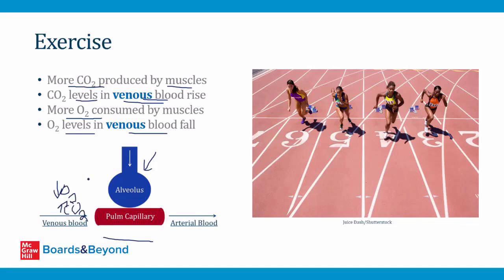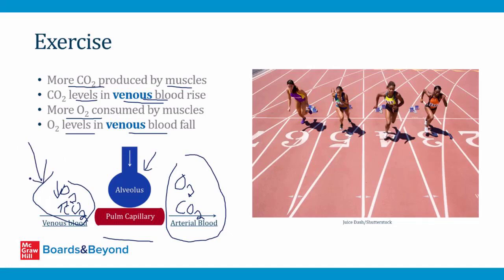However, because you're hyperventilating, you are going to correct these problems right here in the venous blood. And so arterial blood with exercise should have normal levels of oxygen and normal levels of CO2. They should not change. This is a super high yield thing to understand. Because of the increase in ventilation, these things remain normal in the arterial blood. But they do change with exercise in the venous blood, and that's because of the increase in metabolism.